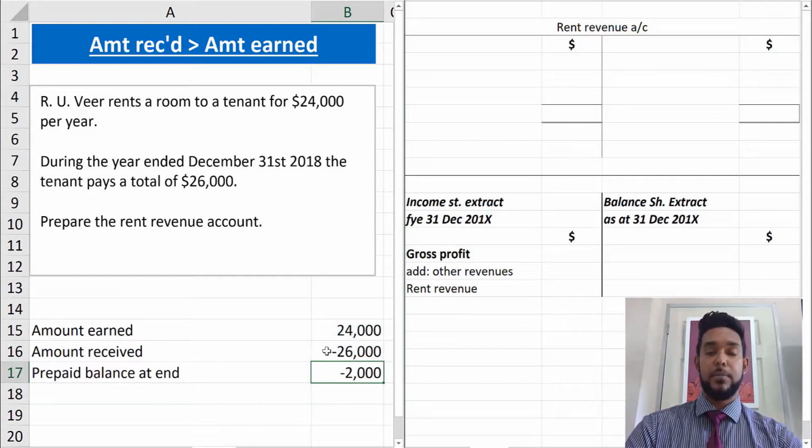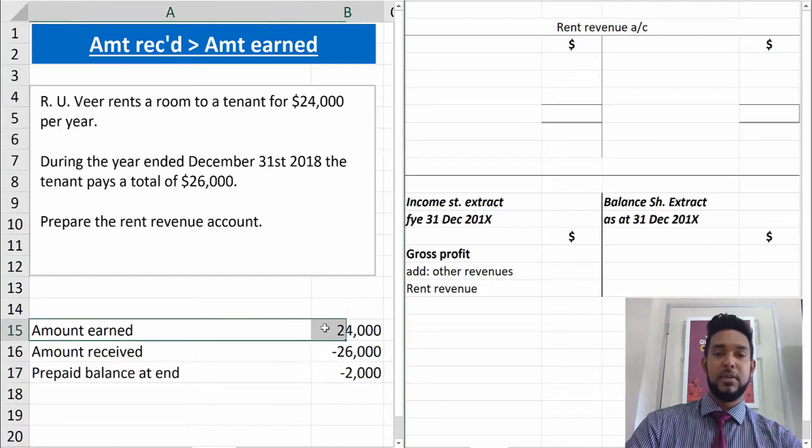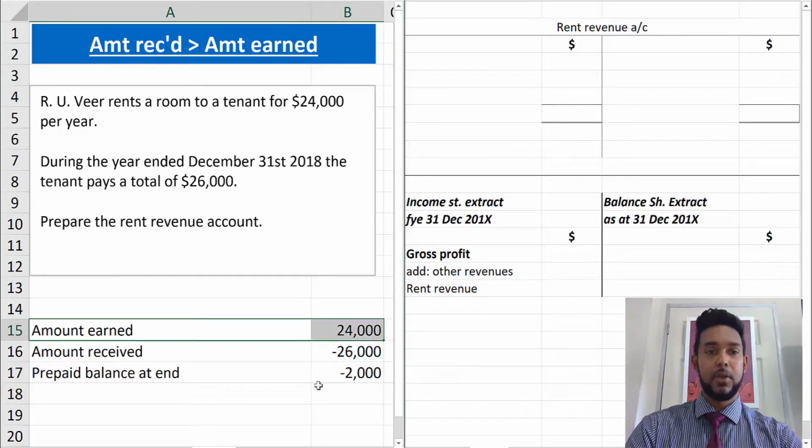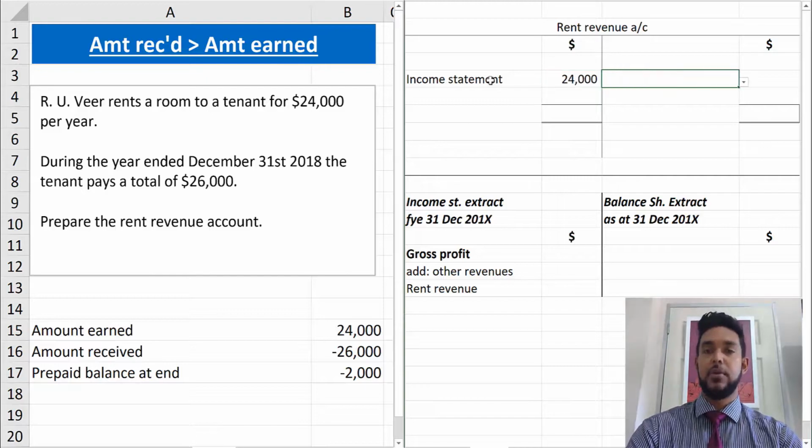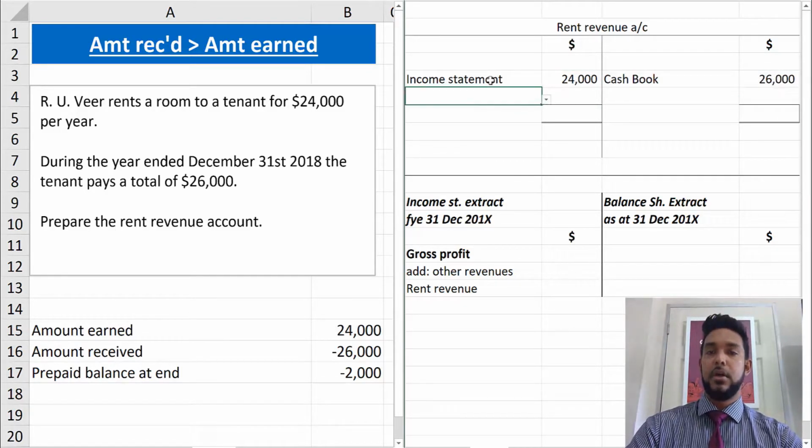So anything that is a receipt or being paid to us, I have as a negative figure. That means it's money coming in. So no, we're not losing money, but it's being netted off against the amount earned, which is the positive figure. Okay, so we have an idea about how our rent revenue account is going to look. So let's go there. So the income statement figure is 24,000. The cash book figure is 26,000.